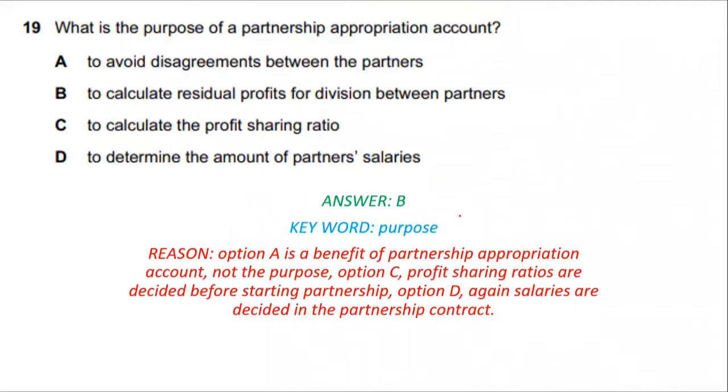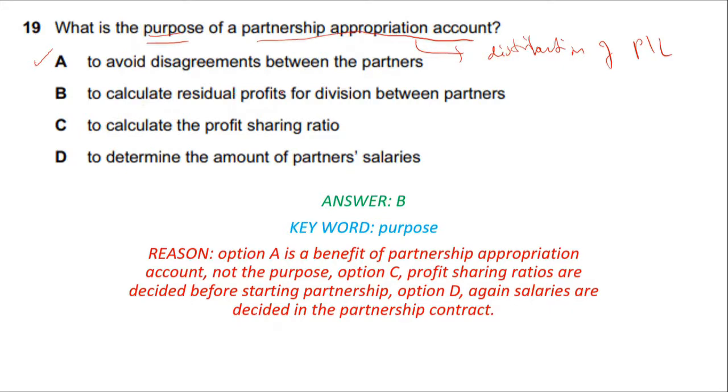Multiple choice 19. What is the purpose of partnership appropriation account? So they are asking for the purpose of partnership appropriation account. What is appropriation account? Appropriation account basically tells you the distribution of profit and loss, and it's asking me for the purpose. So I will look at my options. Option A, to avoid disagreements between parties. Yeah, most likely option. I would put this in my list of options.